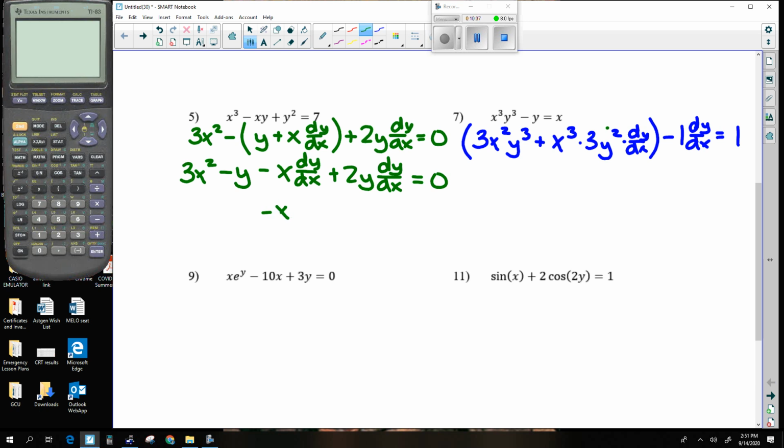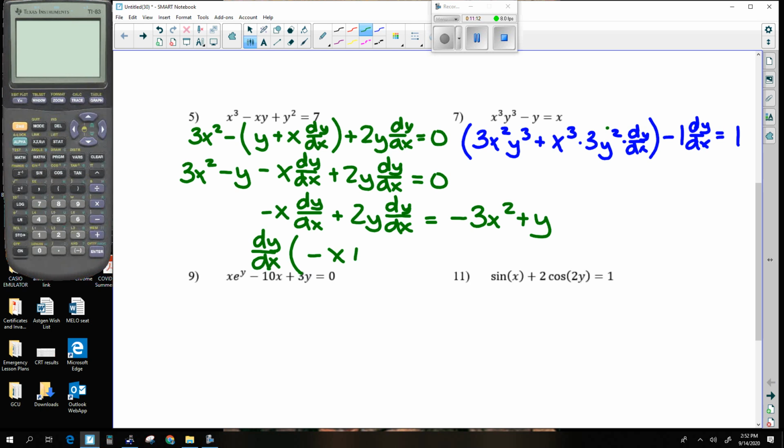So I'm going to save this x dy dx, and I'm going to save this 2y dy dx. But I'm going to move the 3x squared, and I'm also going to move the y. So that will be a minus 3x squared and a plus y. So get all the dy dx's on one side, everything else to the other. From there, what you in essence do is factor out the dy dx. So it's just like a variable. So dy dx, that leaves a negative x plus a 2y.